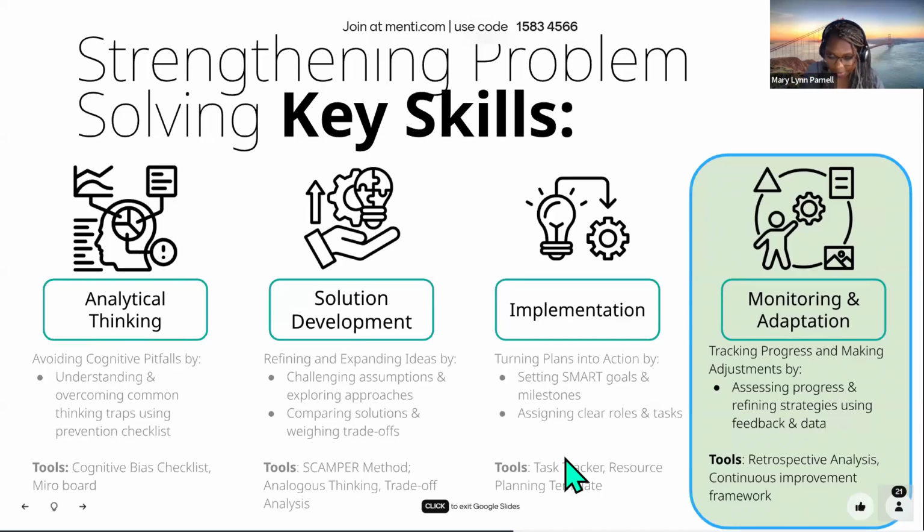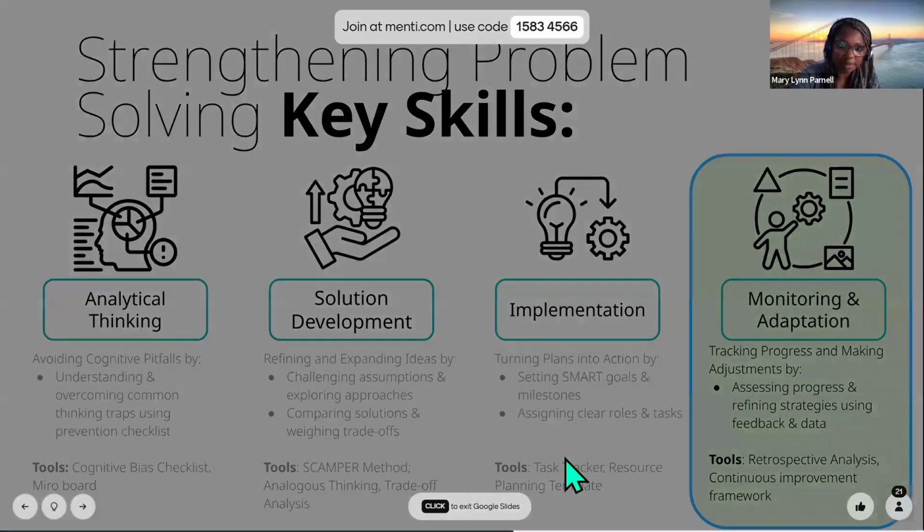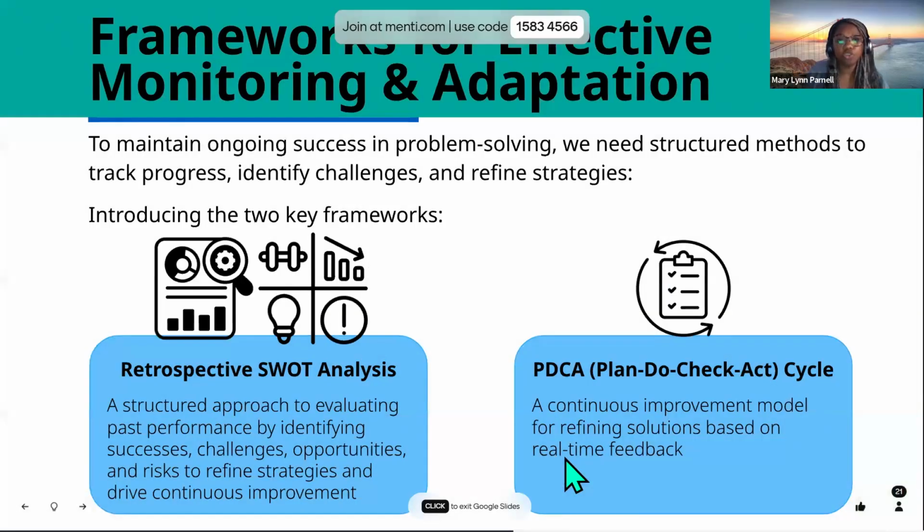Okay, so our last piece we're going to talk about the 2 frameworks for the monitoring and adaptation. One being the retrospective analysis, and then the PDCA, which is the continuous improvement framework. Now, what we do in monitoring and adaptation is we're tracking progress and making adjustments by assessing our progress and refining strategies using feedback and data. So the 2 frameworks are, one is called the retrospective SWOT analysis. And then we saw this acronym earlier, the PDCA, plan, do, check, and act cycle.